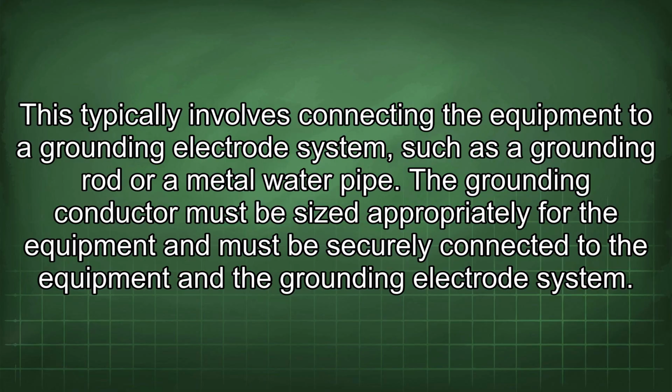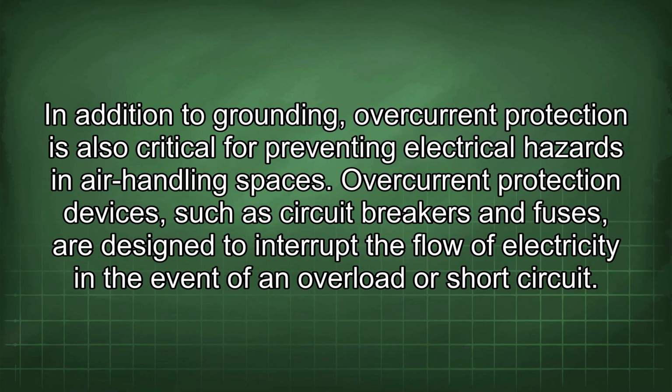The grounding conductor must be sized appropriately for the equipment and must be securely connected to the equipment and the grounding electrode system. In addition to grounding, overcurrent protection is also critical for preventing electrical hazards in air handling spaces. Overcurrent protection devices, such as circuit breakers and fuses, are designed to interrupt the flow of electricity in the event of an overload or short circuit.